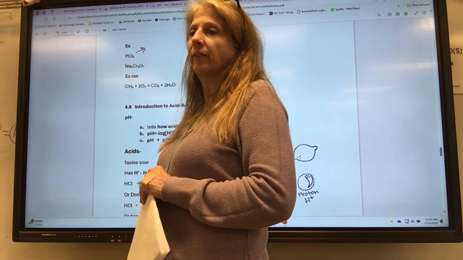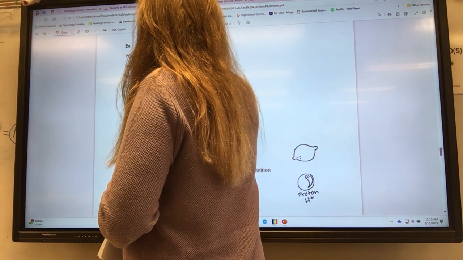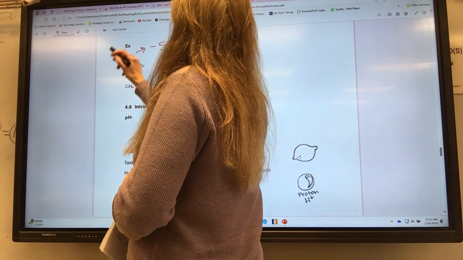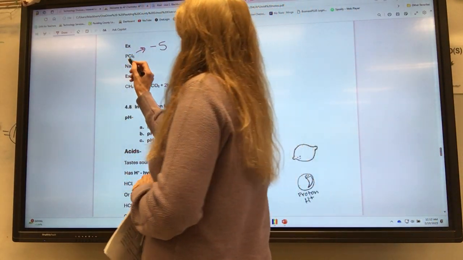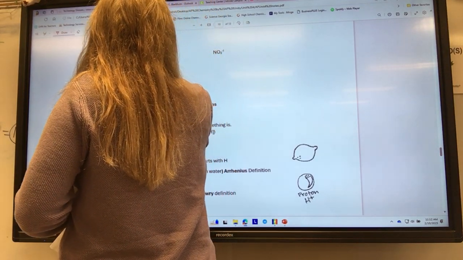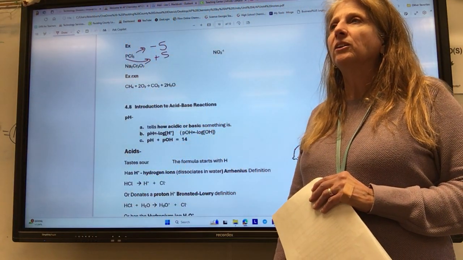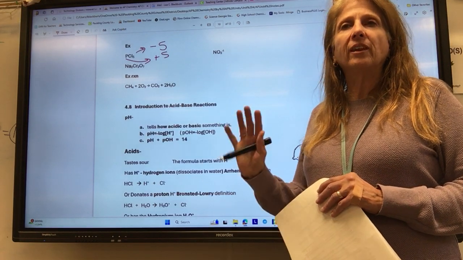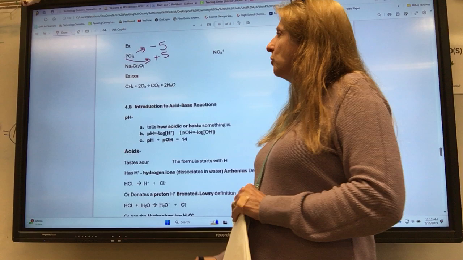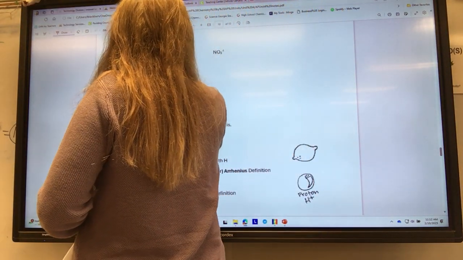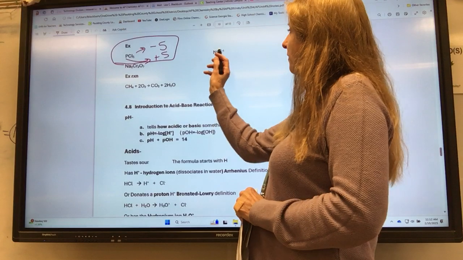5 times -1, this is not hard math. -5, right? So my chlorine is -5. The whole thing is neutral, so what does P have to be? P has got to be +5. Now, is P normally +5? No. But this is our new thing. This is when it's not the normal thing. Does everybody understand how I got +5 for that? Okay, let's try this one.